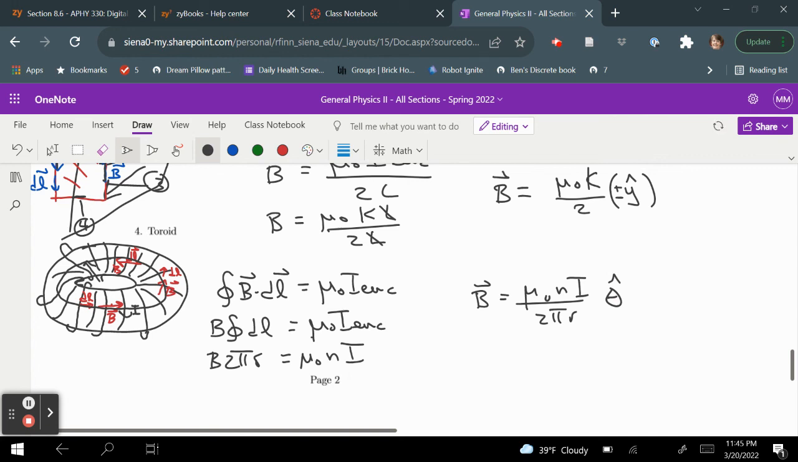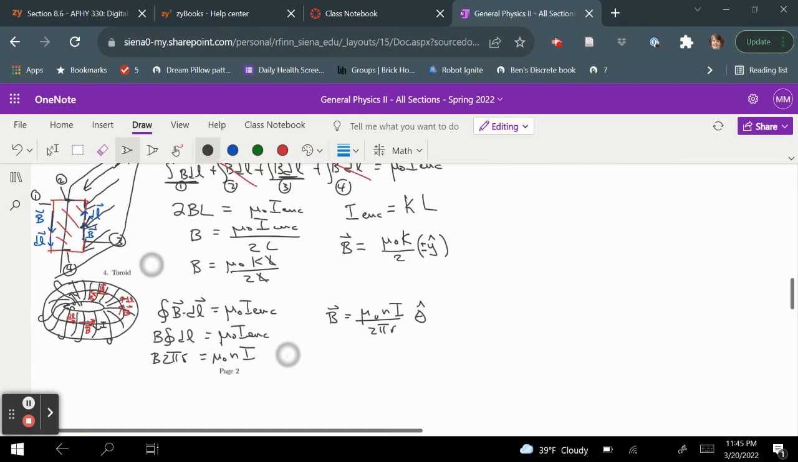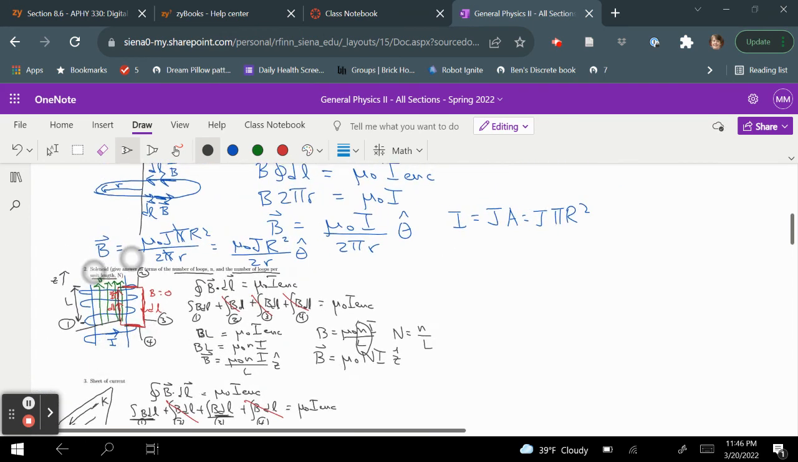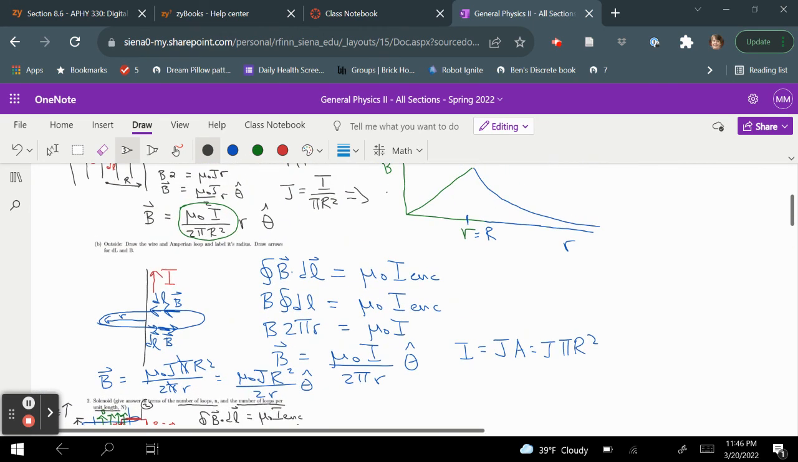Okay, so those are 4 examples. We have the toroid, we have a sheet, we have a solenoid, and we have inside and outside of a current carrying wire.